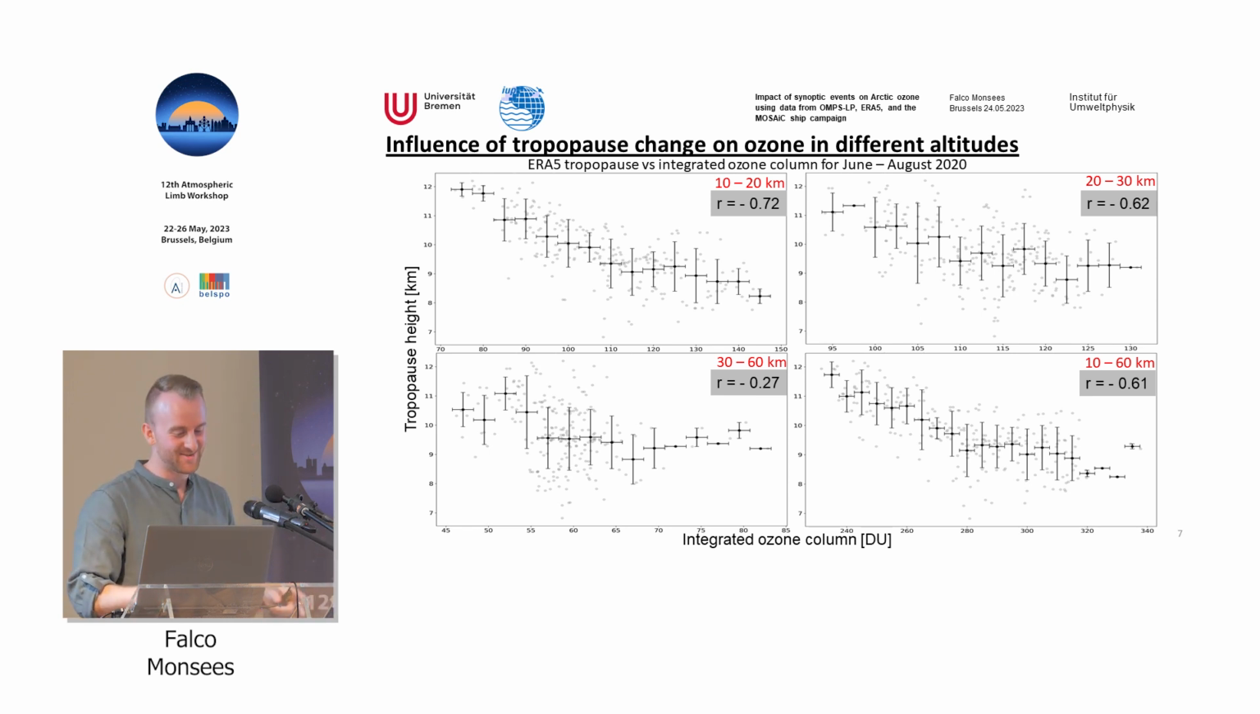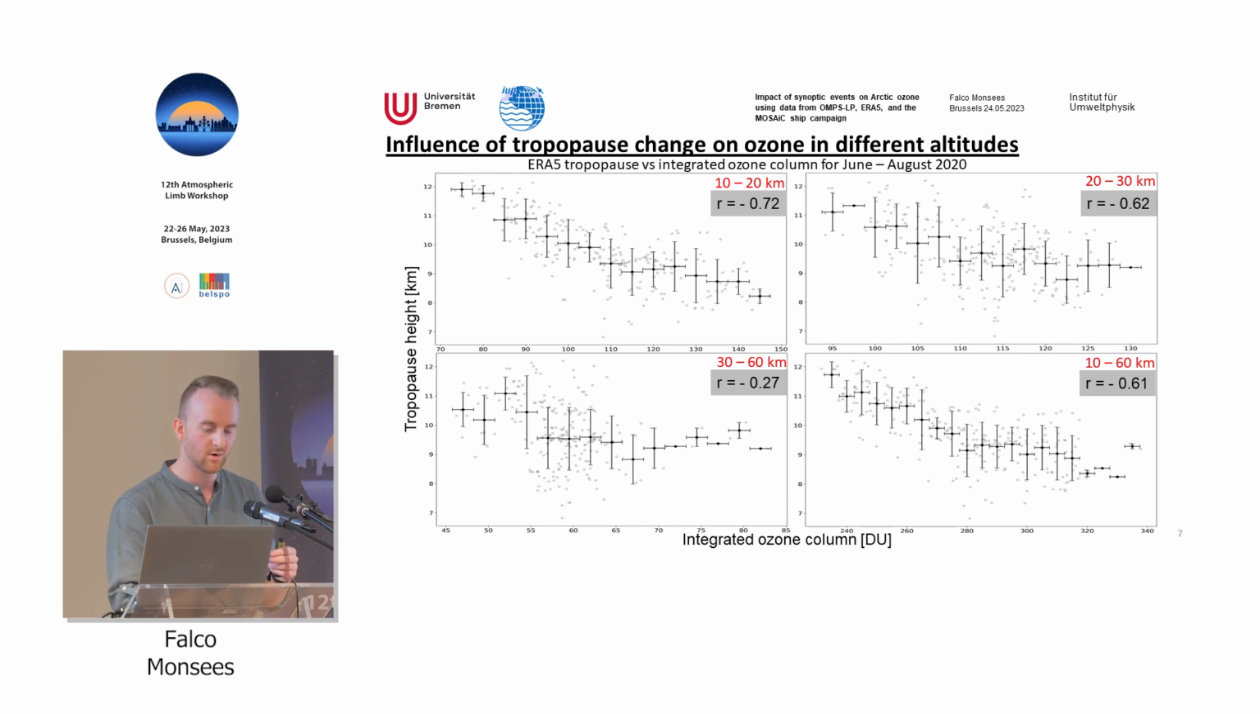Okay, I was talking about, as I said, why we are using the 10 to 20 kilometers. This is because we first wanted to investigate at which altitude the turbopause change has the most influence on the ozone content. And as expected, I would say, the most influence between the turbopause height change and the ozone content is at altitudes from 10 to 20 kilometers, just because the turbopause in the Arctic region is normally in that area or below that area, so there should be the highest influence.